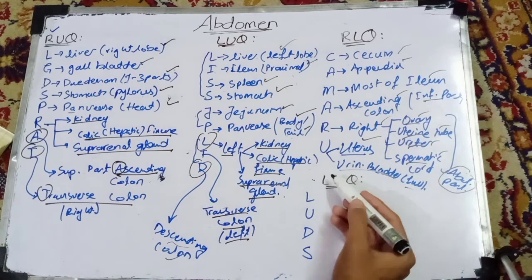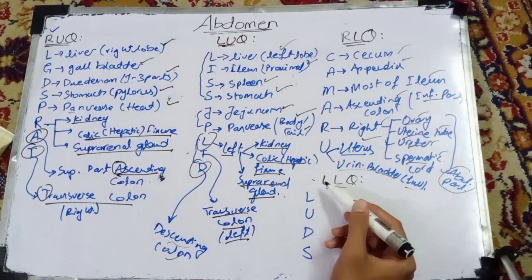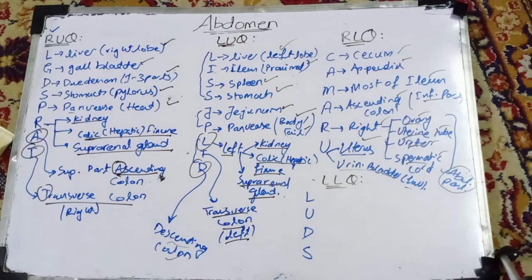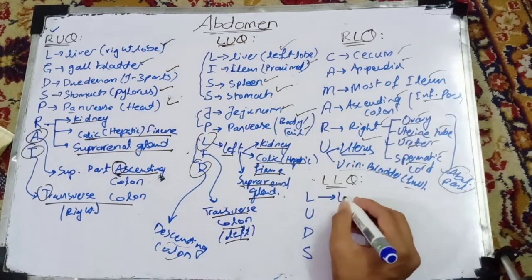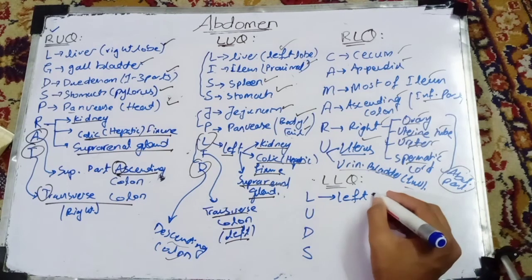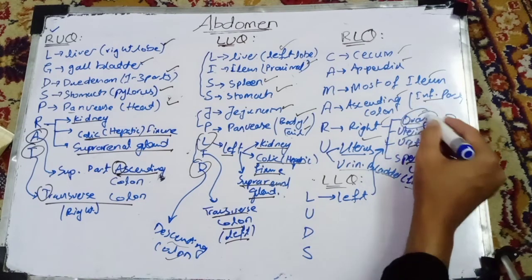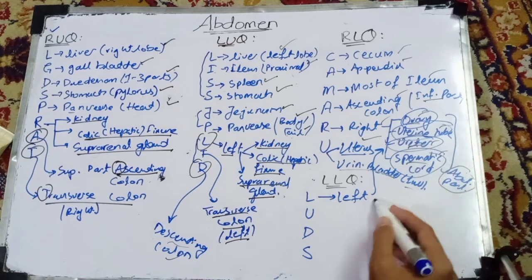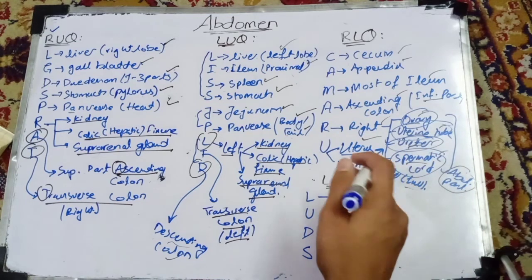Now we are moving towards the left lower quadrant. In the left lower quadrant, we will be having what? We will be having L4, basically left. Left will be what? Ovary, uterine tube, ureter, and spermatic cord. The same four structures that are mentioned here. These are the left structures that will be lying in the left lower quadrant.